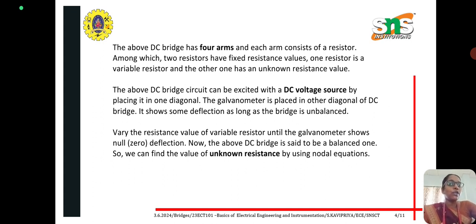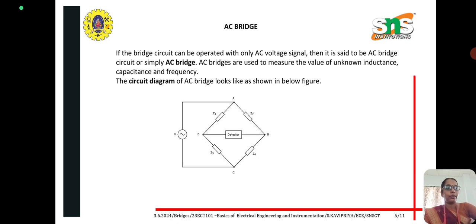The above DC bridge has four arms and each arm has a resistor. Two resistors have fixed values, one is variable and the other one is the unknown resistor. The above DC bridge can be excited with the help of a DC voltage source by placing it in one diagonal. The galvanometer is placed in the other diagonal. It shows a deflection as long as the bridge is unbalanced. When the bridge is balanced, the galvanometer shows a null deflection, and we can calculate the value of the unknown resistance.